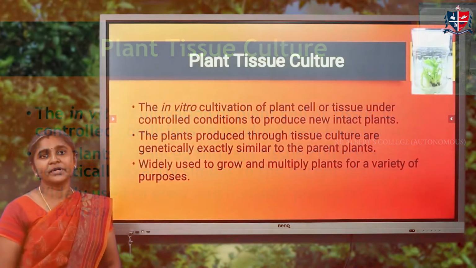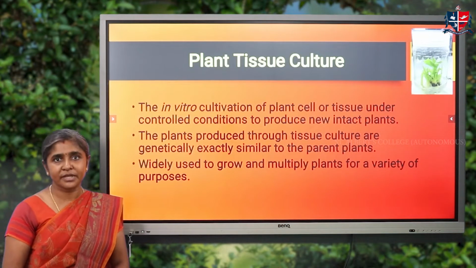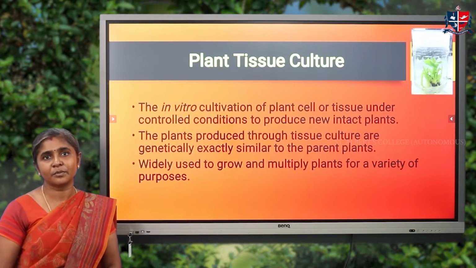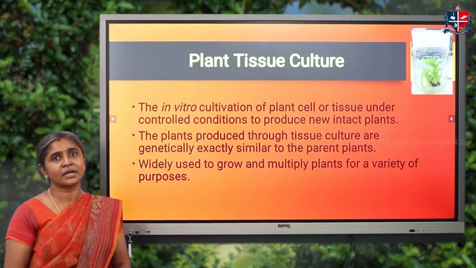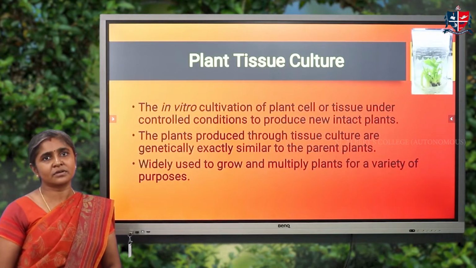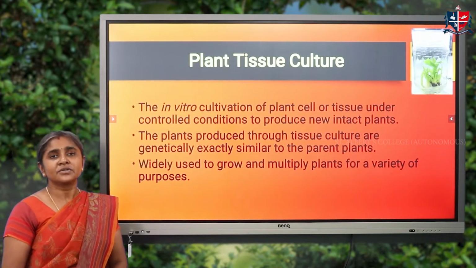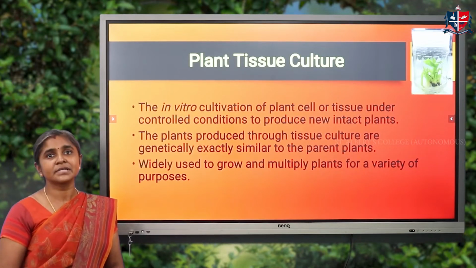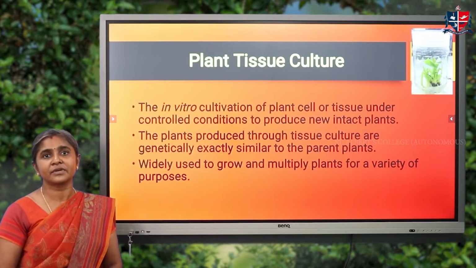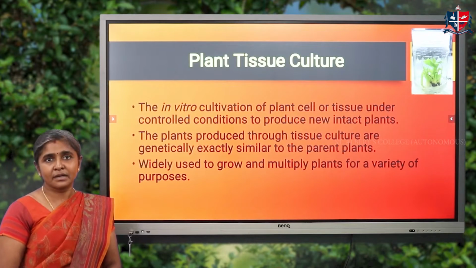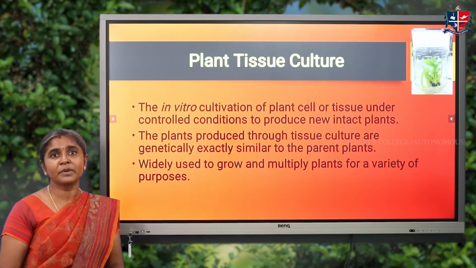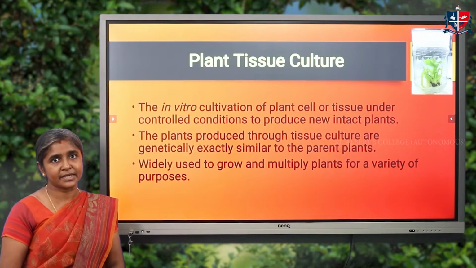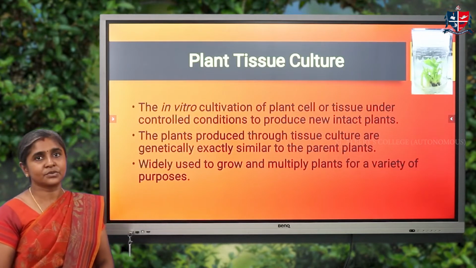So here what we try is, normally plants are grown in soil from their regular propagules, which may be seed or cuttings or otherwise, or a number of things are available. So instead of that, we try to grow plants under an artificial set of conditions, and we try to multiply them. We try to get new plants in those artificial conditions. That is plant tissue culture.